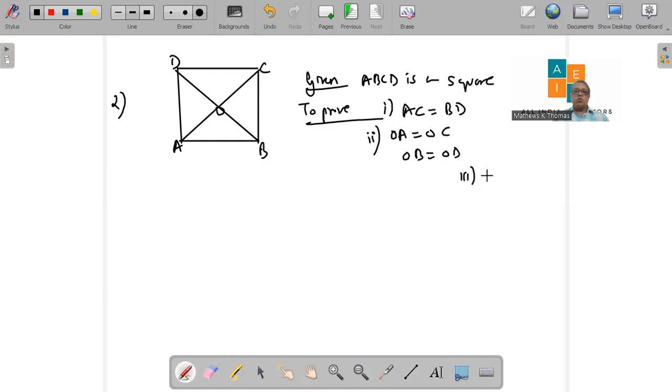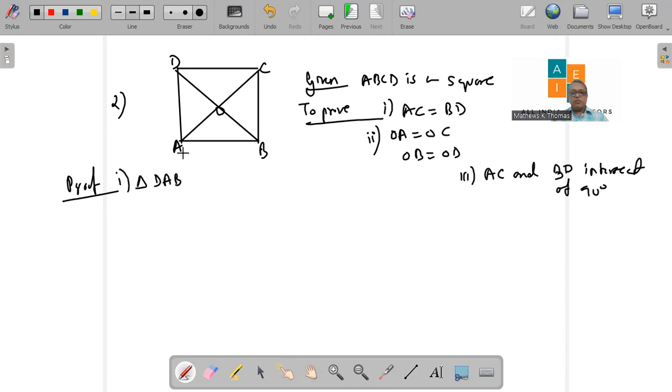So we need to prove that AC and BD intersect at 90 degrees. So any of these angles we need to prove 90. So there are three parts to the question. The first part, we need to prove the diagonals equal. And to prove the first part, I'm going to use congruency. I'm going to take the triangles DAB and triangle CBA and prove them congruent.